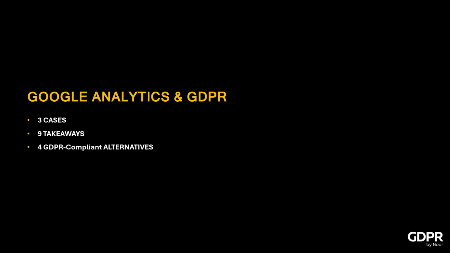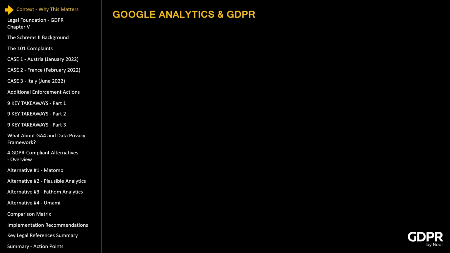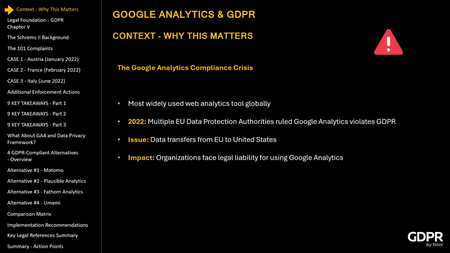In this session, we will examine three landmark decisions in which European data protection authorities ruled that Google Analytics violates the GDPR. Let's understand how. Google Analytics is widely used, but in 2022, multiple European authorities ruled it violates GDPR. The issue is data transfer. European user data goes to the US, creating a Chapter 5 compliance failure. The risk is real. Organizations have already been violating, and enforcement is increasing. If you use Google Analytics or advise anyone who does, this lesson is essential.